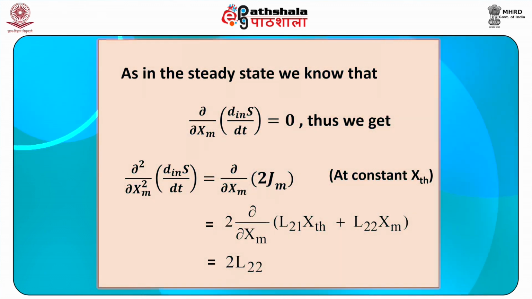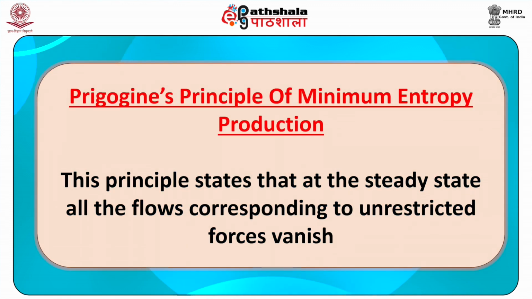As in the steady state, we know that the differential of internal entropy with respect to Xm is equal to 0, we finally get twice L22. Since L22 has a positive value, the second derivative is also positive, so the extremum is a minimum. This also furnishes the statement of Prigogine's principle of minimum entropy production.